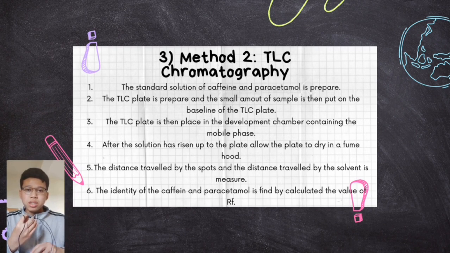After the solvent is done rising, the plate is allowed to dry in a fume hood. The spots of the sample are then determined under the UV lamp. The distance travelled by the spot and the distance travelled by the solvent are measured. The identity of the caffeine and paracetamol is found by calculating the value of RF.